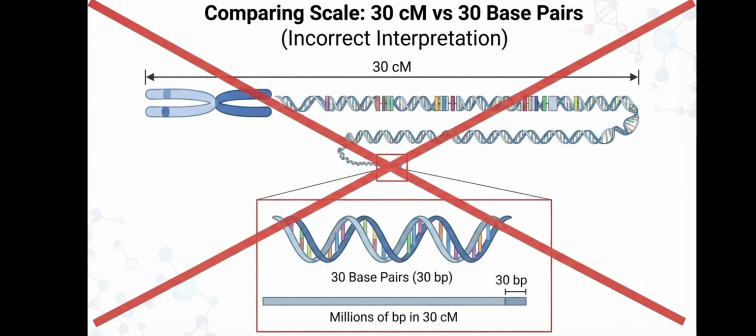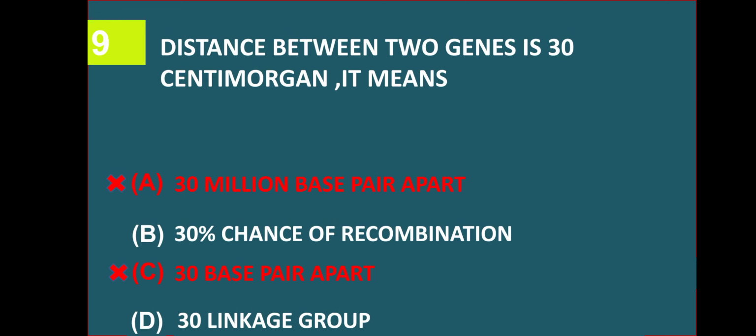So the distance between these ladder steps is known as base pairs, isn't it? A base pairs with T and C base pairs with G. So these distances are known as base pairs, and it is not known as centimorgan. Okay, so option A is wrong, and option C is also wrong.